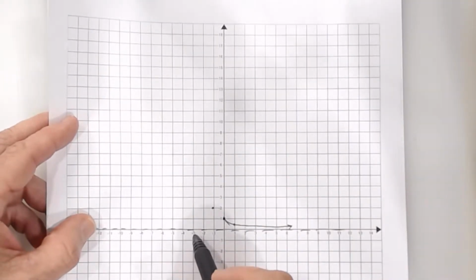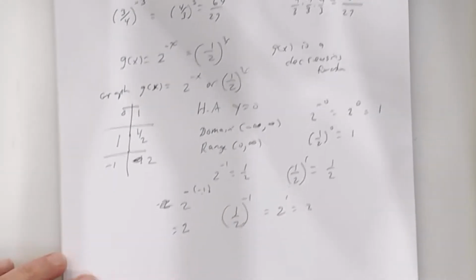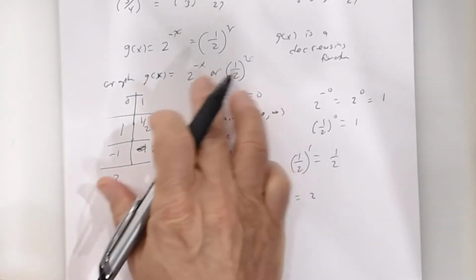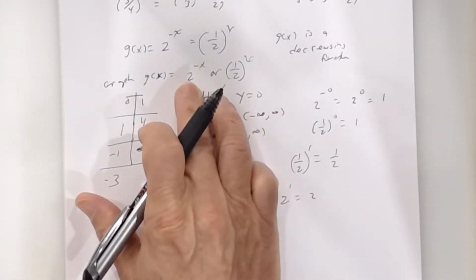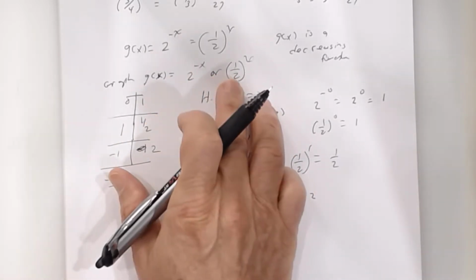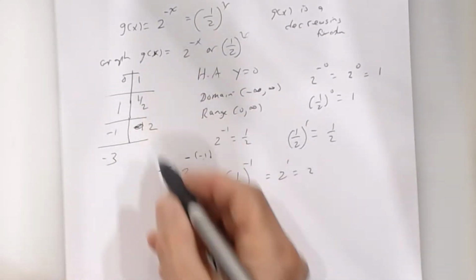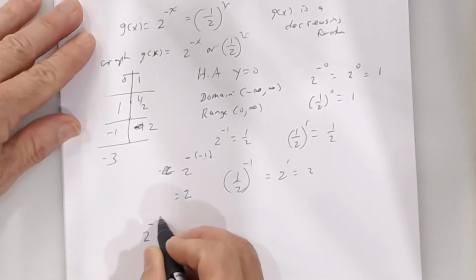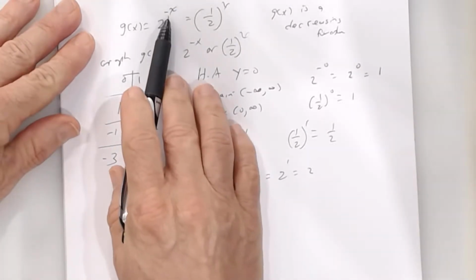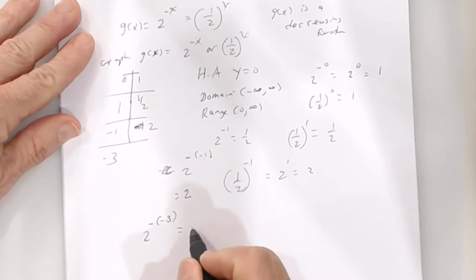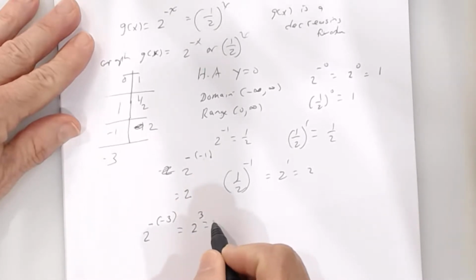And I need one more. Let's say -3. Someone mentioned -3. So if I let x be -3, it does not matter which of these you use. But remember, this was the original one. Many of you probably would not remember what writing it like this looks like. So if x is -3, I get 2 to the opposite of a -3. That's what that says. The opposite of x. What's the opposite of a -3? So what's 2 to the third? 8.